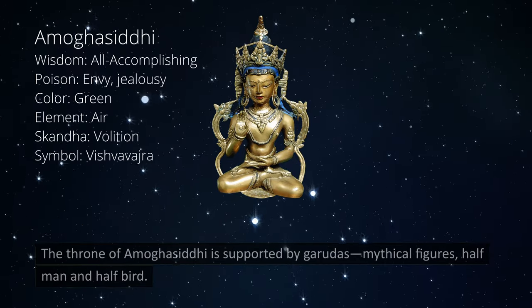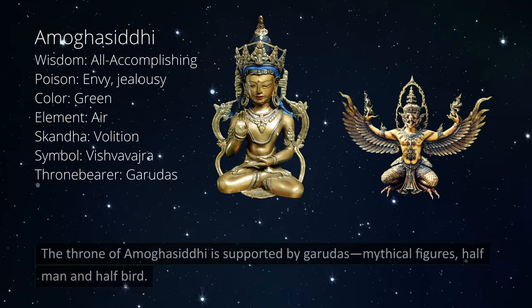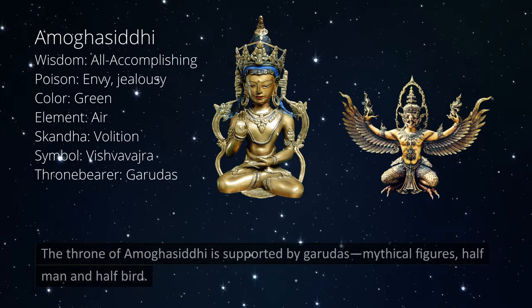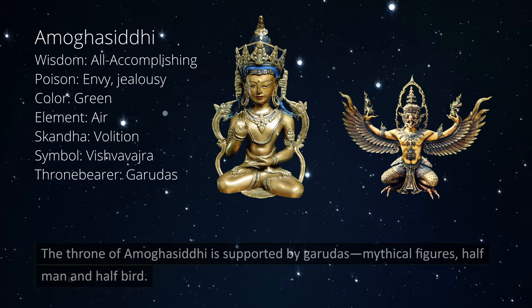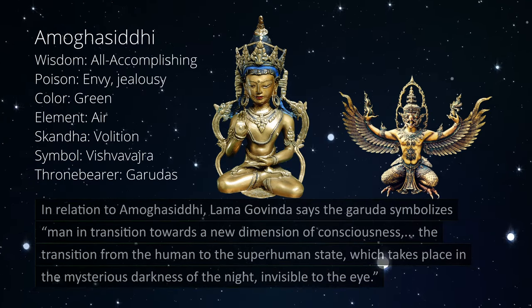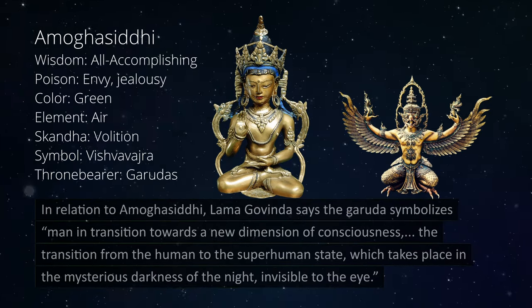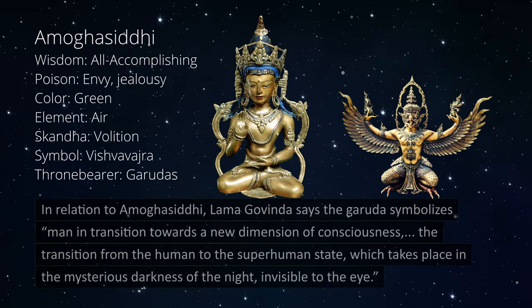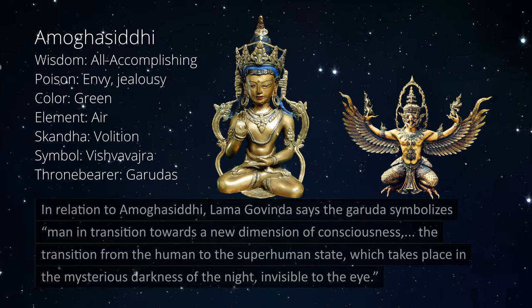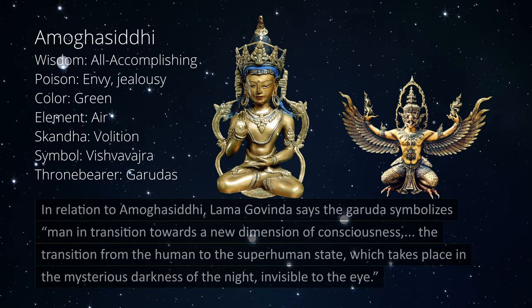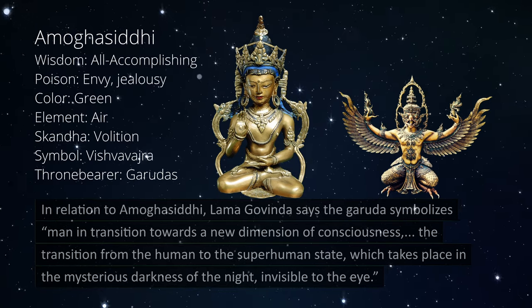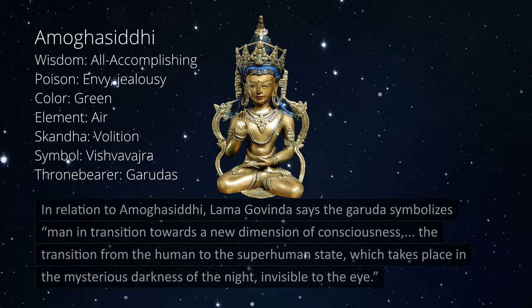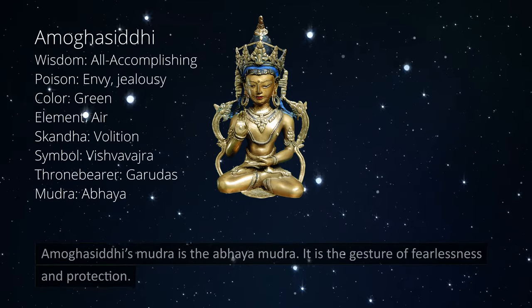The throne of Amoghasiddhi is supported by Garudas, mythical figures, half man and half bird. In relation to Amoghasiddhi, Lama Govinda says the Garuda symbolizes man in transition towards a new dimension of consciousness, the transition from the human to the superhuman state, which takes place in the mysterious darkness of the night, invisible to the eye. Amoghasiddhi's mudra is the Abhaya mudra.